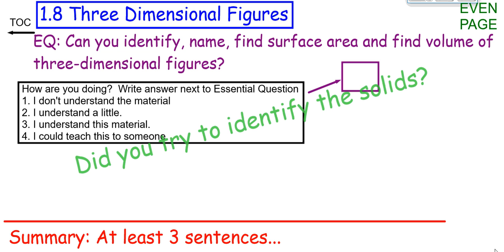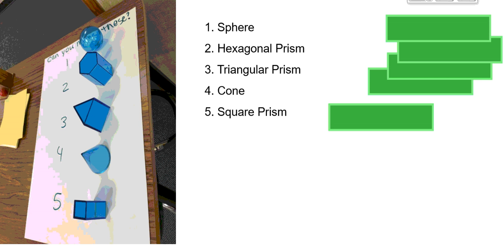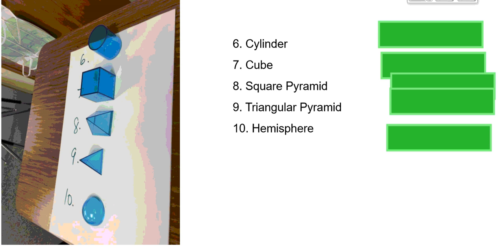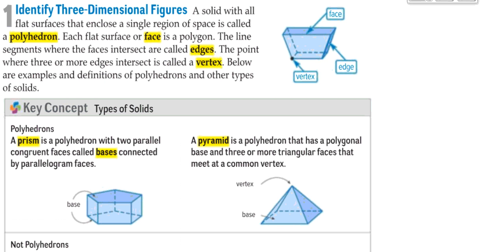Yesterday, I gave you the opportunity to put some things in, to identify some solids on the table over there, so you could actually physically see the 3-dimensional shapes. Here's the ones that we named. You'll be naming these for me today. Just a reminder: sphere, hexagonal prism, triangular prism, cone, square pyramid. We saw a cylinder, a cube, a square pyramid, a triangular pyramid, and a hemisphere, which is half of a sphere. And then we're going to look at this where we're identifying 3-dimensional figures.